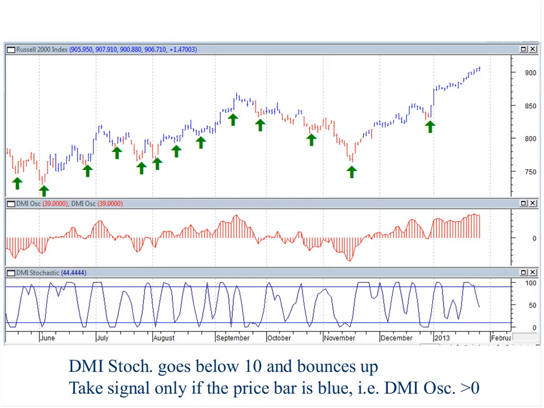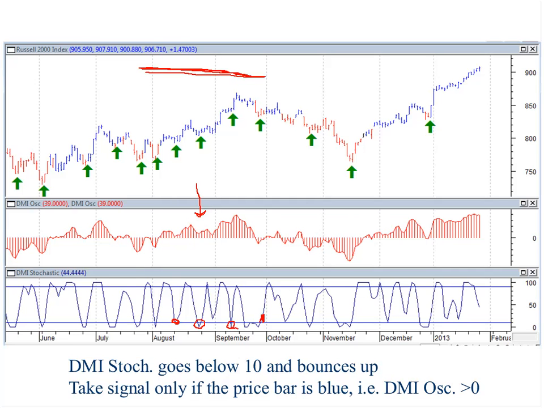When you have an uptrend, let's go to the middle of the screen here. When the uptrend is blue bars, that means our oscillator is positive. What we're going to do is wait for the pullback that occurs when the DMI stochastic comes down to 10 or less, and then bounces up above 10. So it has to go down below 10 and then up above 10.